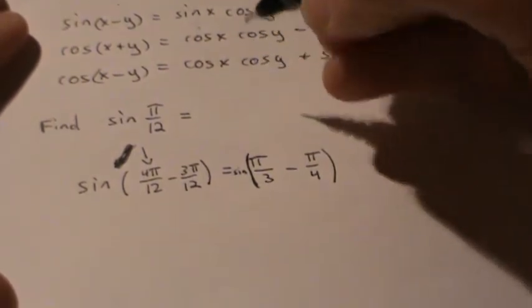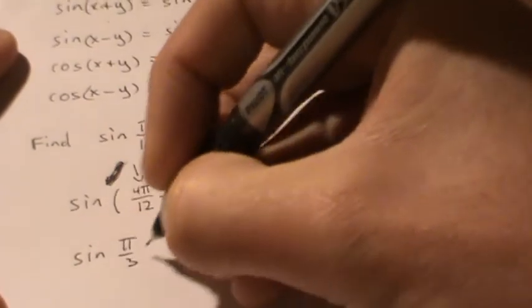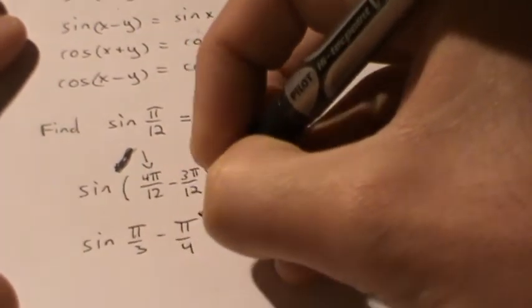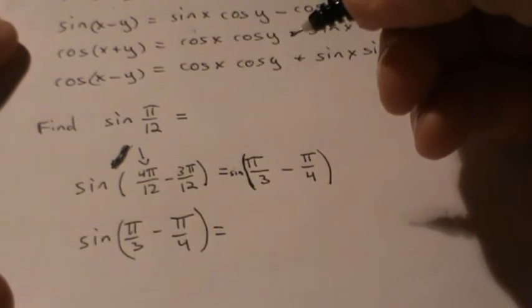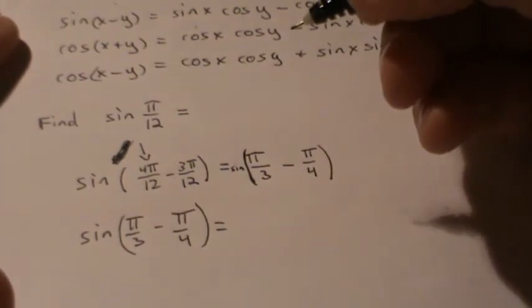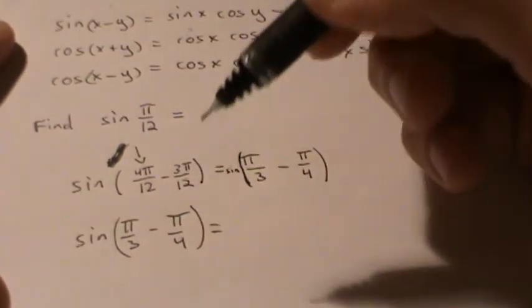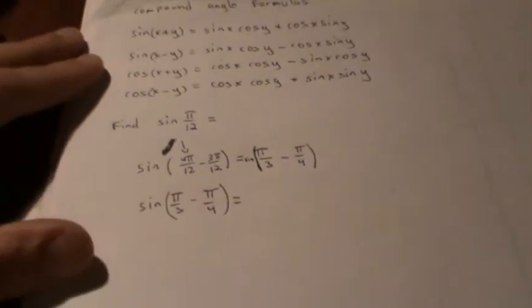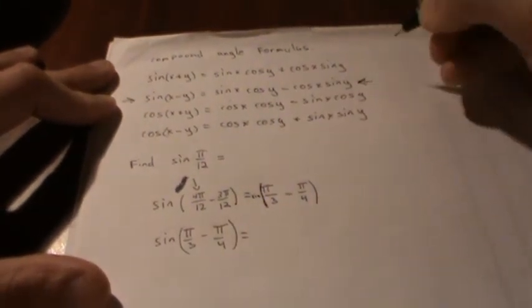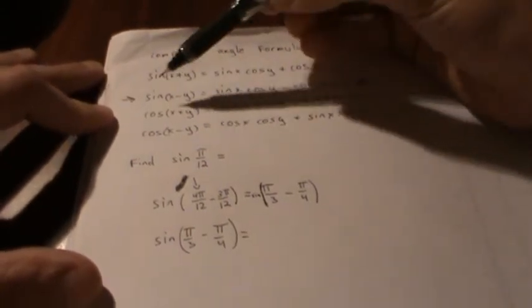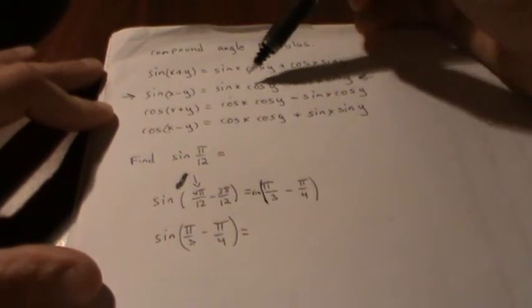And so what I have here is sine of pi over 3 minus pi over 4. And so I've rewritten it. Now you notice we've got the sine of the difference of two angles. And if we look at our compound angle formulas, and I look at this one right here, I can see that the sine of the difference of two angles is actually equal to this.